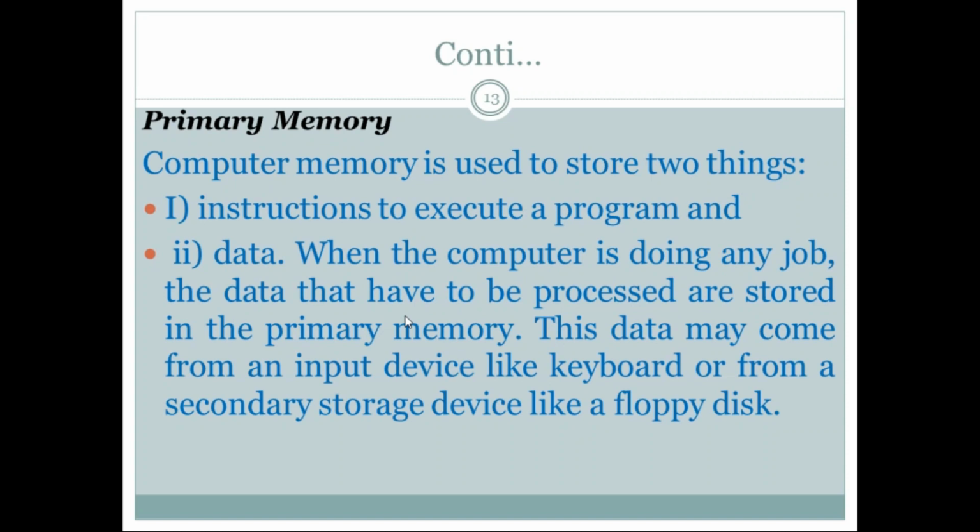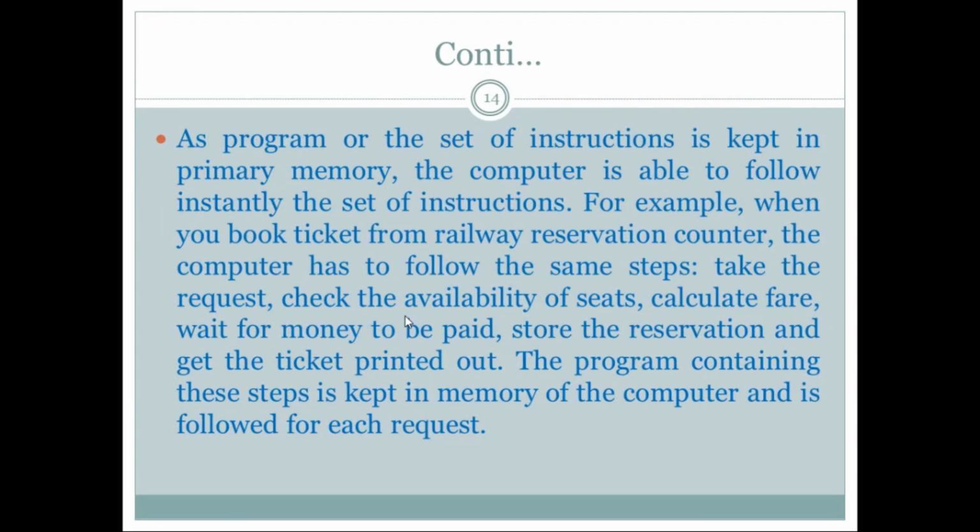Computer memory is used to store two things. The first one is instructions and the second one is data. As a program or set of instructions is kept in primary memory, the computer is able to follow the set of instructions instantly. For example, when you book a ticket from a railway reservation counter, the computer follows the same steps. It takes the request, checks availability, and calculates the fare to be paid.